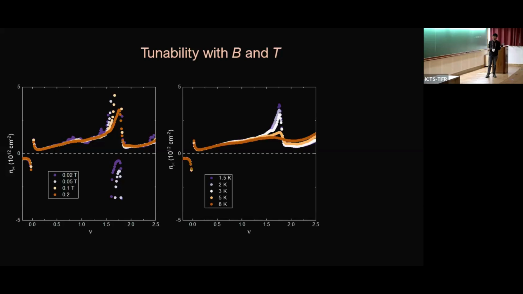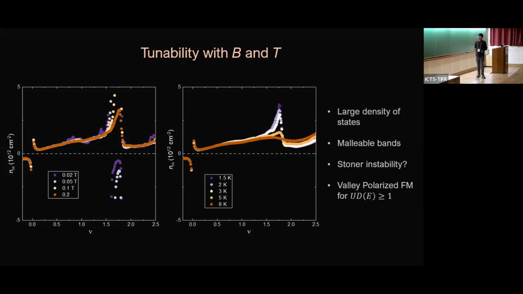These are also tunable with temperature. So we see these features up to 5 Kelvin or so. At around 8 Kelvin, it's flat. So as I already told you, the density of states is very large near this filling factor, and you have a strong Coulomb potential in the system. So can it be a Stoner-like instability which drives ferromagnetism in these systems?